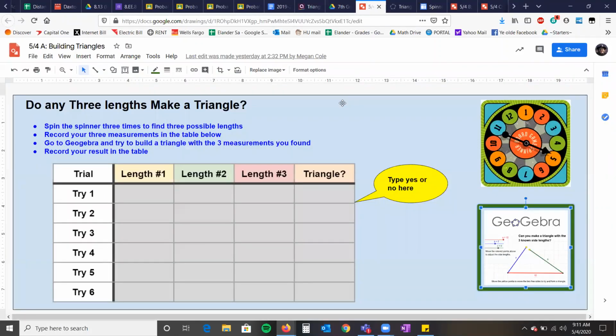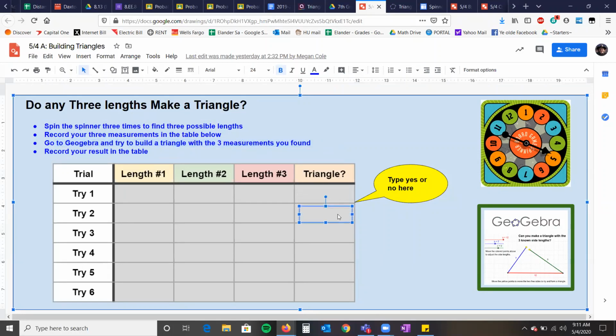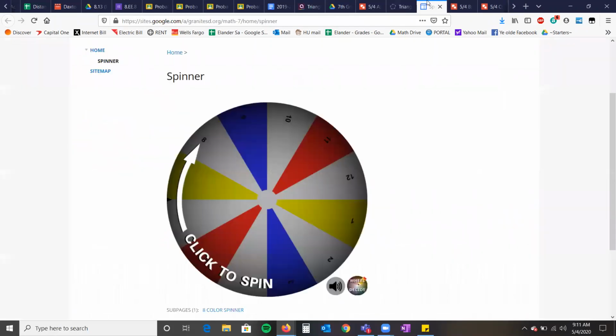Okay, so here's the instructions. You're going to spin the spinner 3 times to find 3 possible lengths and record your 3 measurements in the table below. Okay, and then you'll go to GeoGebra and try to build a triangle with the 3 measurements you found. And then record your result in the table. So here you'll say, let's do one together, and then I'll let you guys do the rest.